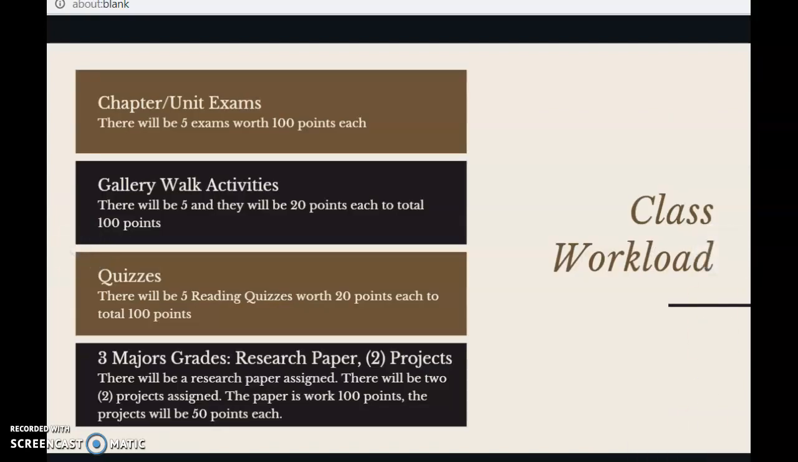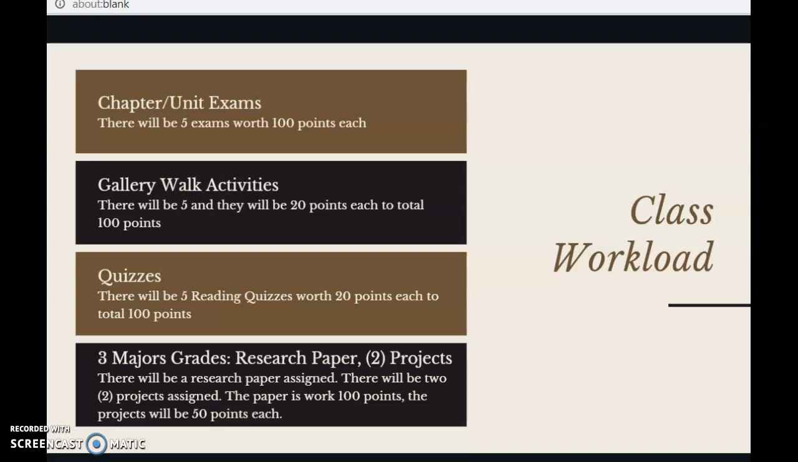The class workload. We're going to have chapter unit exams. These are going to be 5 exams. They're worth 100 points each. In class, I have gallery walk activities. For this, I'm going to send the virtual students QR codes to scan with your phones, and then we'll take you to a website or a video so that you can analyze or listen to something that I want you to learn.